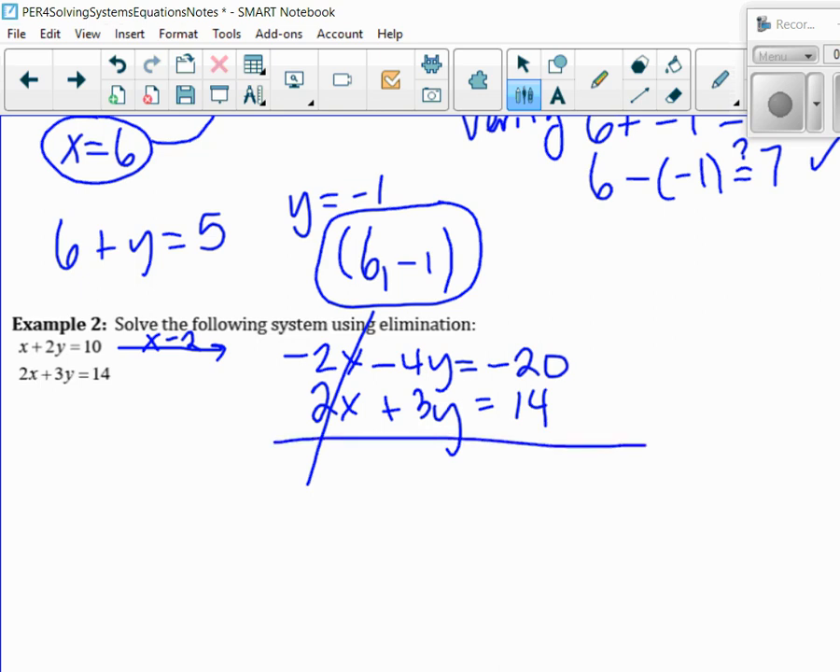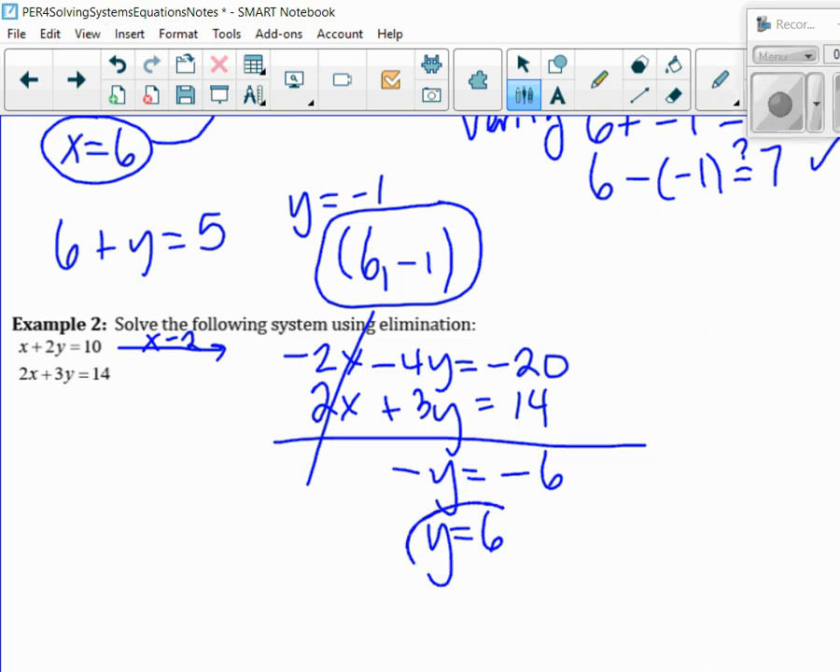So then, do you see now when I add this, the 2x's will cancel because they're opposite signs and the same multiple. What do you mean, do you have to do that? Okay, I'll show you in a second. So then when I add this, I get -y equals -6, which means y equals 6.